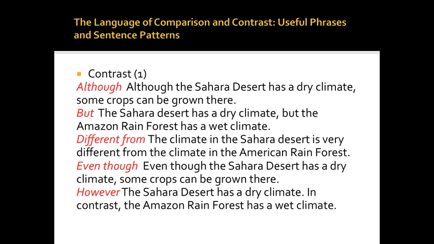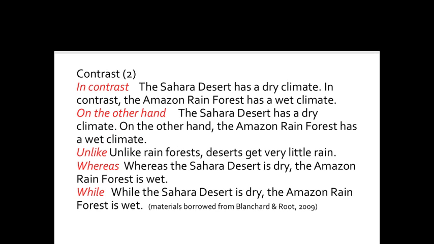Or "even though": even though the Sahara Desert has a dry climate, some crops can be grown there. "However": the Sahara Desert has a dry climate. In contrast, the Amazon rainforest has a wet climate. And we have more on this page. In contrast, the Sahara Desert has a dry climate. In contrast, the Amazon rainforest has a wet climate. Or on the other hand, the Sahara Desert has a dry climate. On the other hand, the Amazon rainforest has a wet climate.